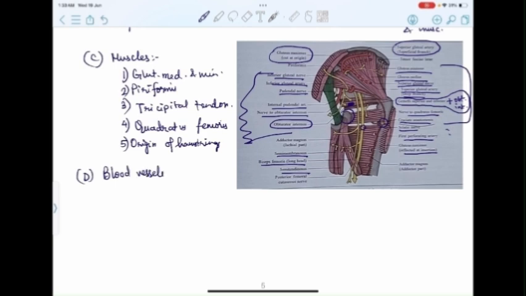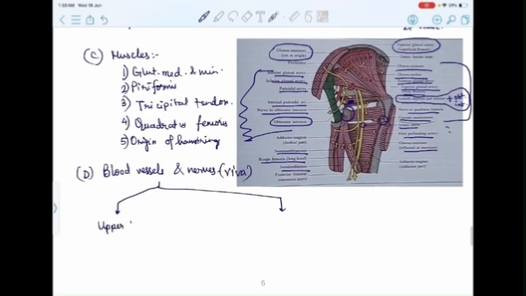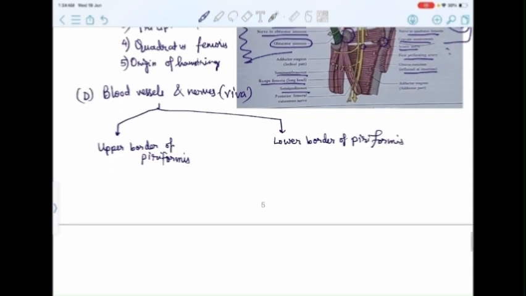Blood vessels and nerves. Here we basically have two categories. What you'll understand is that this is a very important viva point. So let me write: viva. Along the upper border of piriformis. So piriformis is even dividing this, right? Why is it a key muscle? You can understand its utility right now. And along the lower border of piriformis.